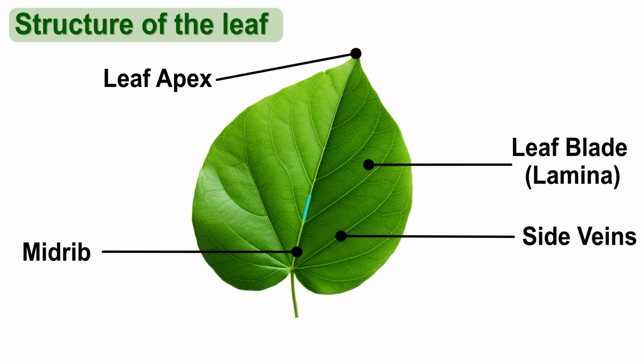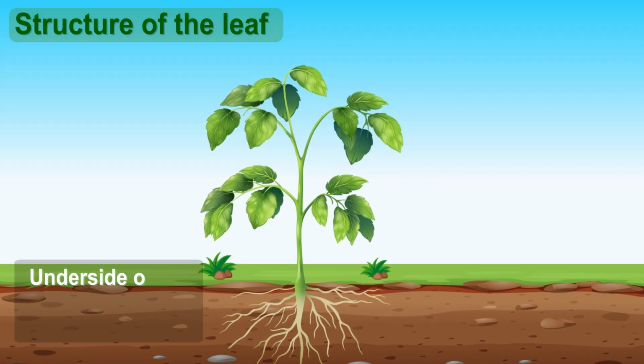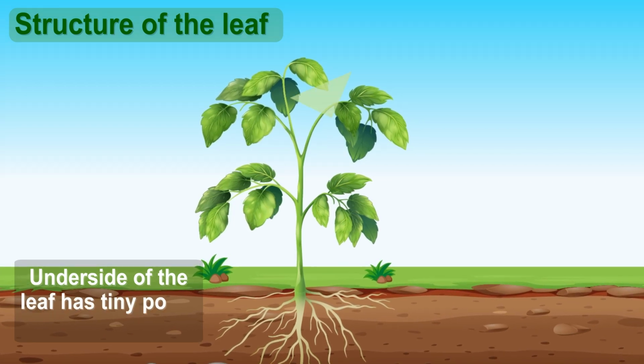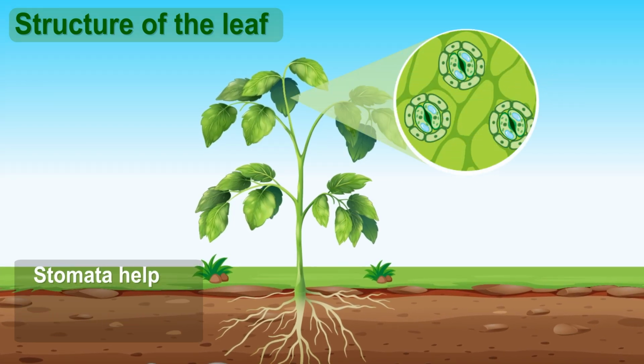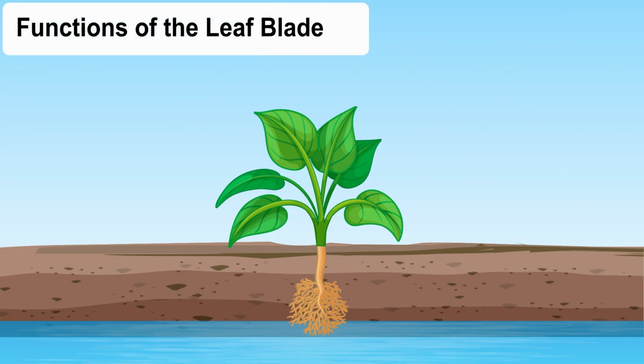These veins help to distribute water and food. The underside of the leaf has tiny pores called stomata. These stomata help in the exchange of gases. Functions of the leaf blade.